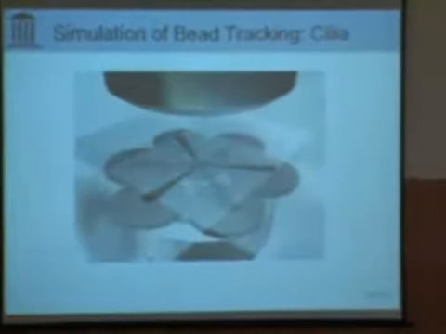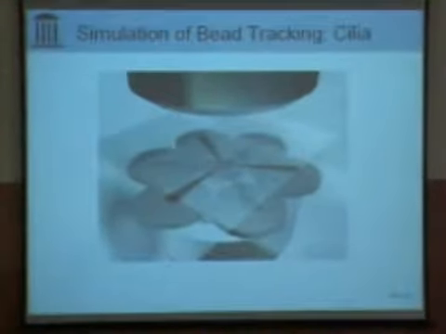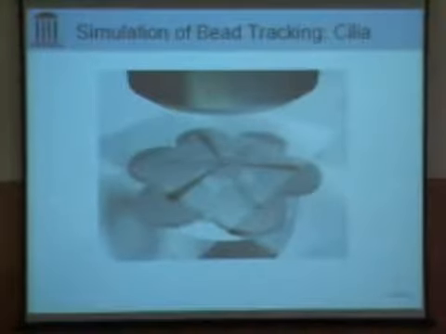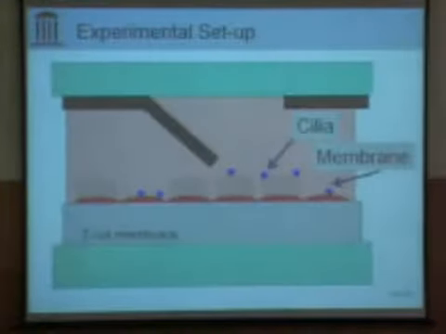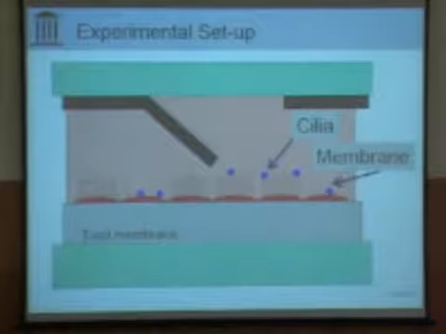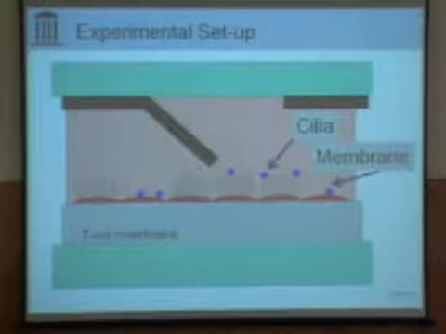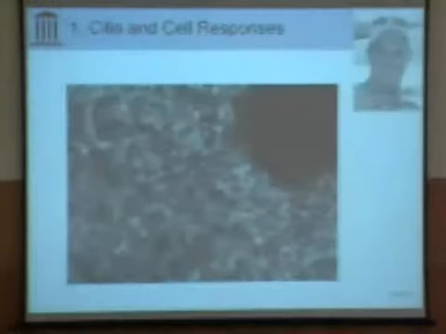Here's what it looks like. Here again are these tips. And the sample is in the central region here where we can then measure the properties of the cilia. Here's what the experiment looks like from the side. You have the bead attached here. You have this tip that comes in, and now it's going to apply forces on the cilia.